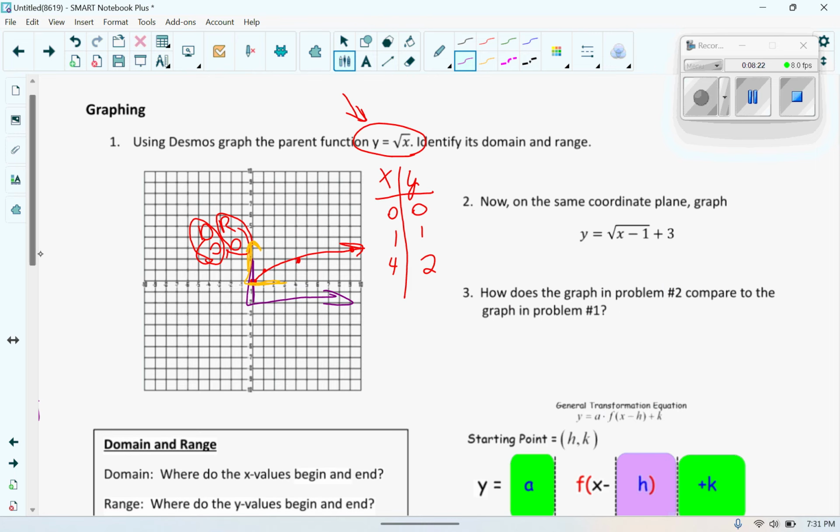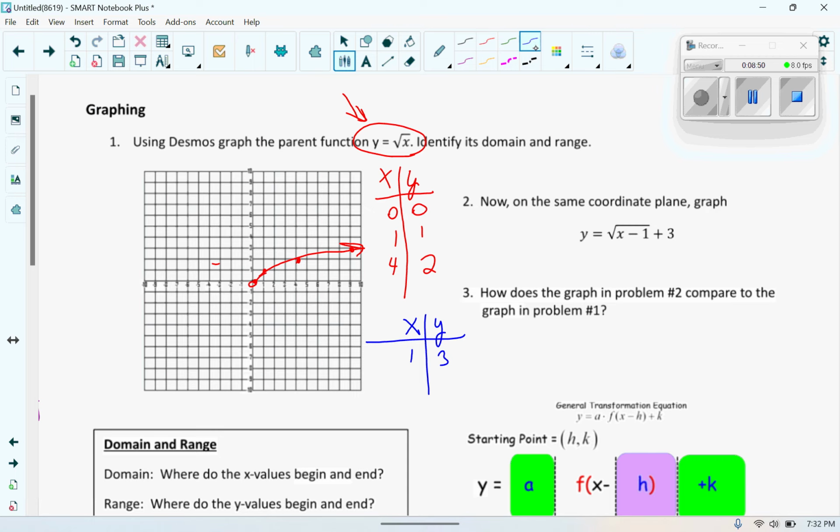Okay, so over here, I am going to now graph number 2. So number 2, if I type this into Desmos, I would see that my new starting point is going to be 1, 3. And so I'm going to take, hold on a second.